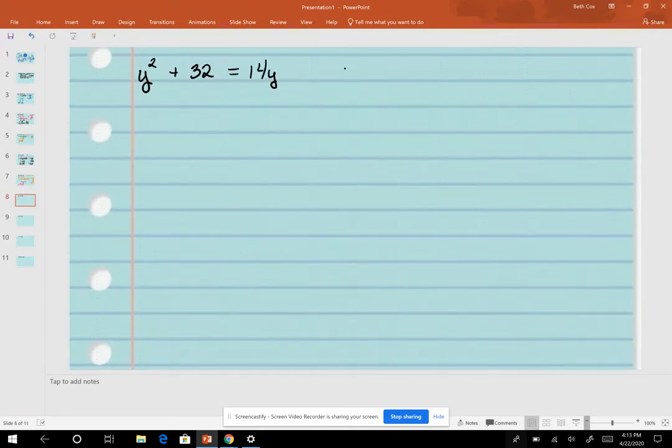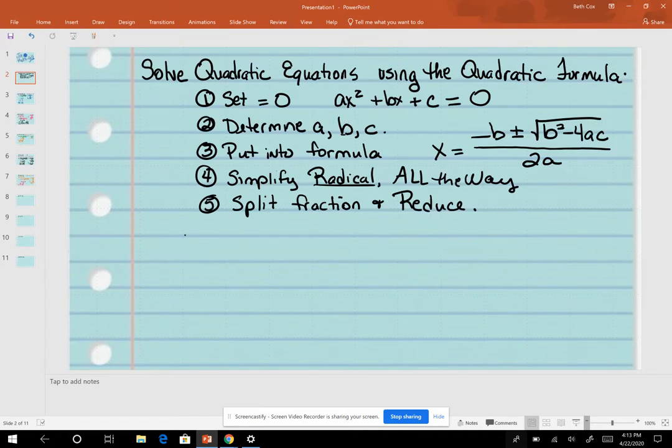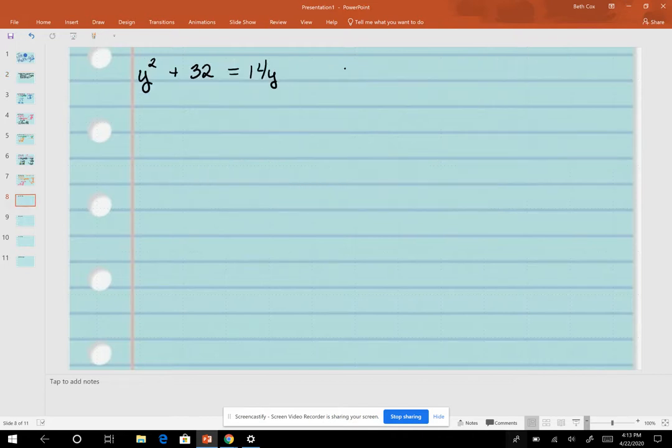Let's look at a couple more examples here. We've got this one. This is y squared plus 32 equals 14y. Don't forget your steps and don't forget your formula. There they all are. If you need to refresh your memory on those, get those in front of you. That formula needs to be either memorized or right smack in front of you so you can see it.